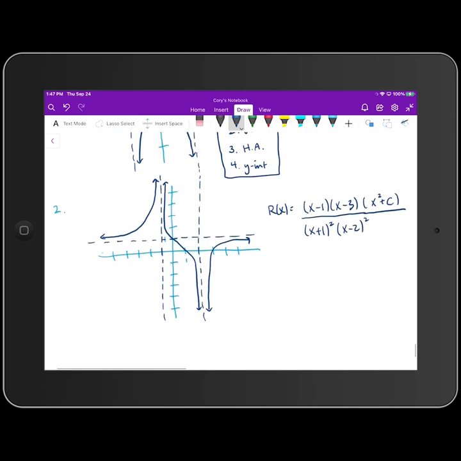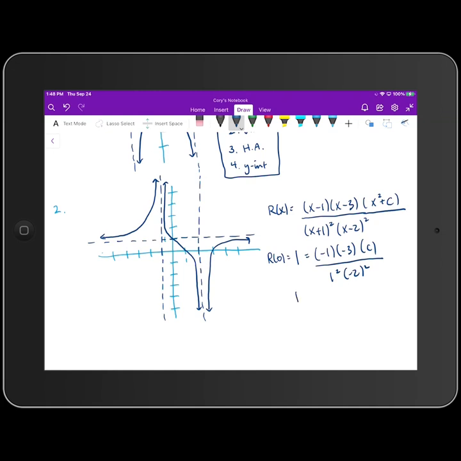So what I want to do here is find the value of c that gives me the proper y-intercept. When we take r of 0, the y-intercept of that function is going to be 1. So r of 0 is going to be equal to 1, and then we're going to plug 0 in the place of x. Then we're going to solve this equation for c to give us the c value that's going to give us the proper y-intercept.